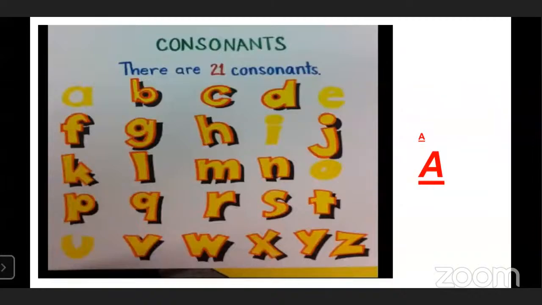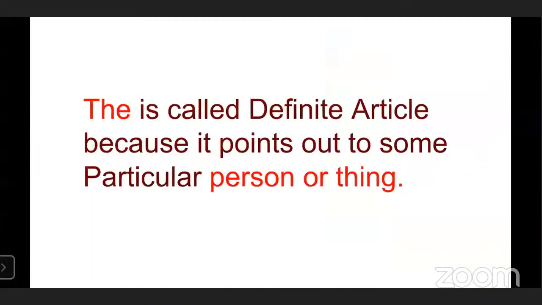Now let's move ahead. See here. A and an is over. Now let's move towards the. Before also we saw that the is called the definite article. Why? Because it points out some particular person or thing. You can say some particular place also. The is used for one specific particular person, thing or place. We can't use the for any common thing. That is why the is called the definite article. A and an are indefinite articles, but the is called the definite article because we use it to show some particular person, a particular thing or a specific place.